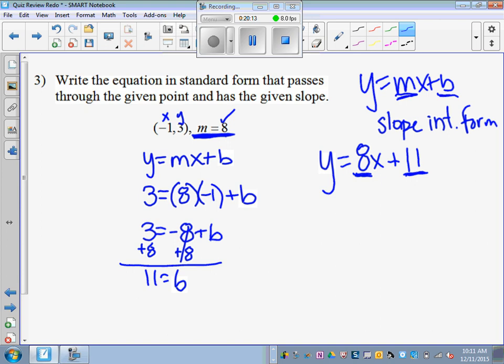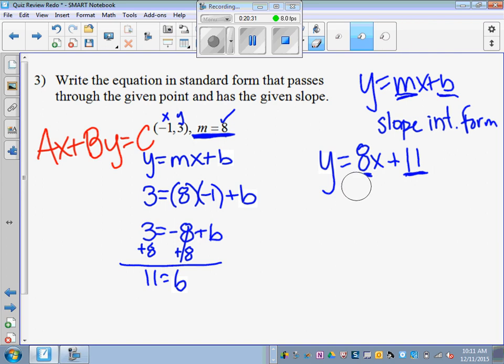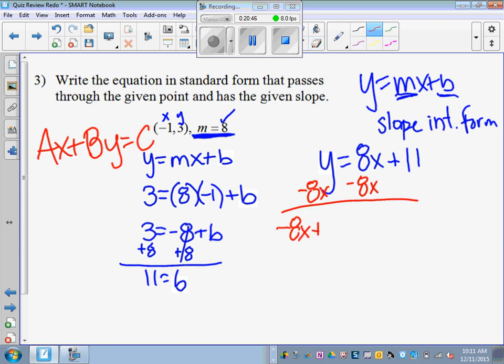Okay, so now we finally have an equation. Let's move this to standard form. Again, standard form, ax plus by equals c. So what do I need to move? Yeah, that 8x needs to be moved. How do I get that 8x over? Yeah, we have to subtract it. So I get negative 8x plus y equals 11.